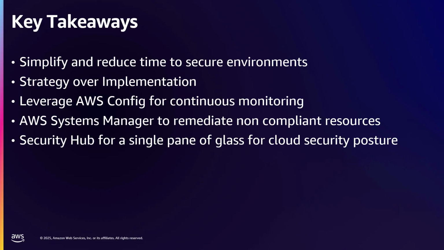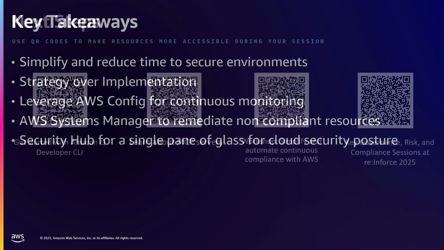Leverage AWS Config for continuous monitoring. We looked at the service and how it identifies and assesses non-compliant resources. We looked at how AWS Systems Manager can be used to remediate resources using remediation documents integrated with AWS Config. And then use Security Hub for that single pane of glass to have access to your cloud posture.